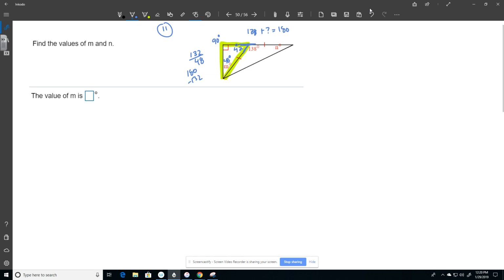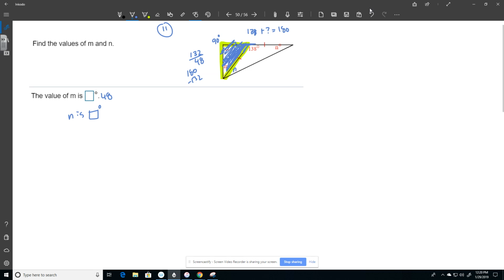Okay. Now it wants me to find N. To figure out N, I'm going to ignore this whole part of the picture for a minute, and I'm just going to look at this triangle. It gives me some cool information. It tells me that these two sides of the triangle are the same, which means that if this side is N, this side is also N.